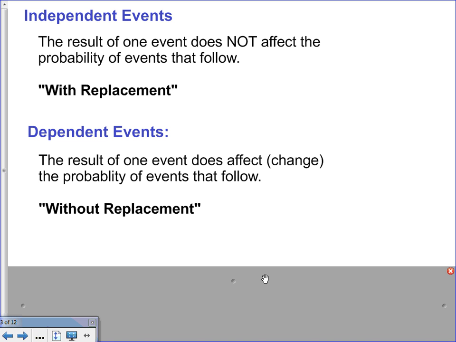So what's really happening with independent and dependent events is we're talking about something you could call consecutive events, events that happen one right after another. Okay, so we're also going to hear the words and then.